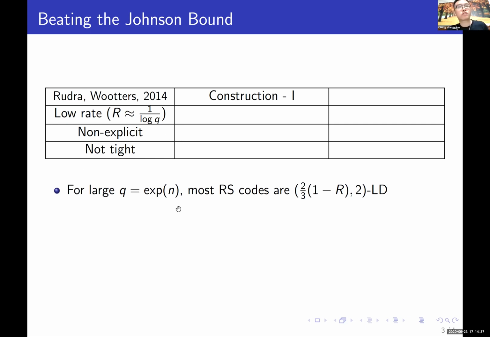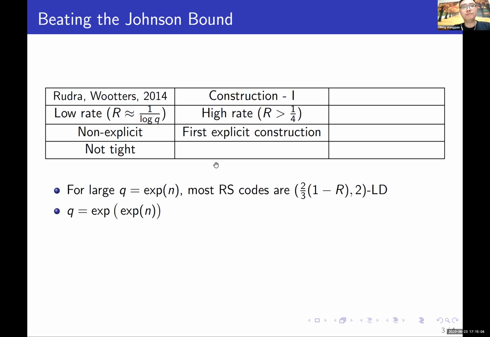Our first construction states that if q is as large as an exponential power of n, then almost all RS codes are (2/3 times (1 minus R), 2) list decodable. As this number is greater than 1 minus square root of R when R is larger than 1/4, our construction beats the Johnson radius for high rate.